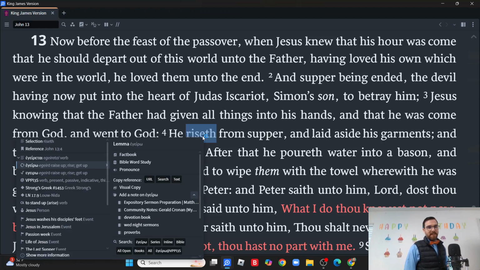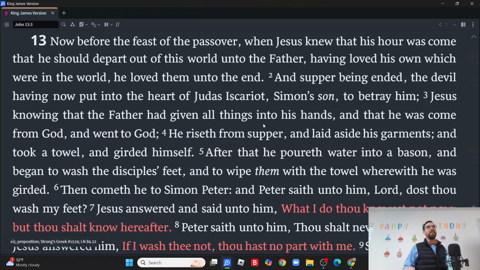So this is "to rise up, to get up," but it's a present passive indicative. Present means it's happening and still going, but it's passive. So that means he's receiving the action.